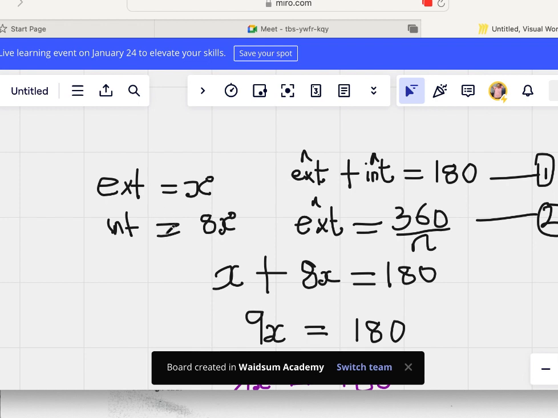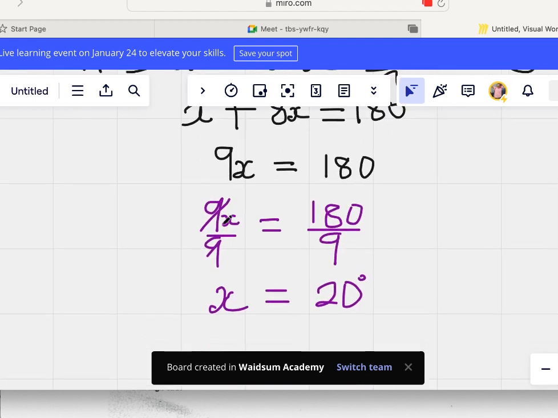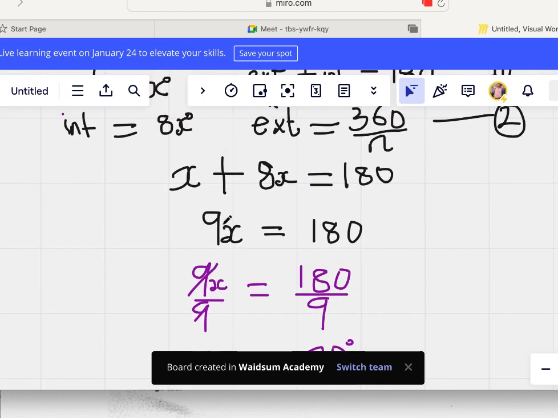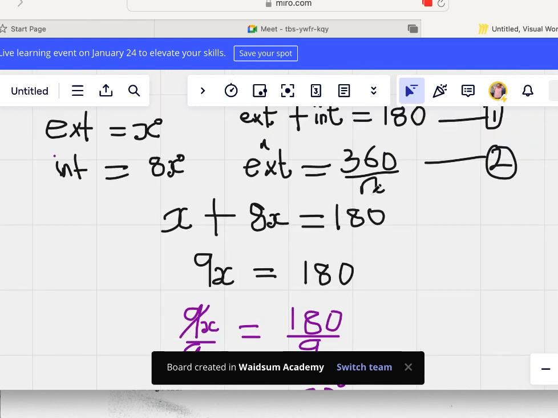The interior angle will definitely be what? If they ask you for the interior angle, it will be 180 minus 20, that's 160, or 8 times 20, which is the same as 160. Although we're not looking for the interior angle. What they ask us to find is the number of sides the polygon has. So you come and use equation 2.